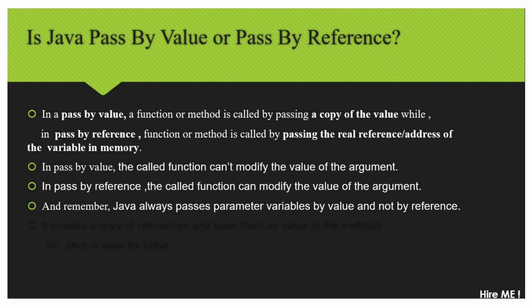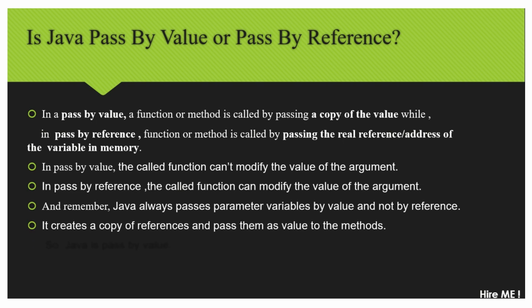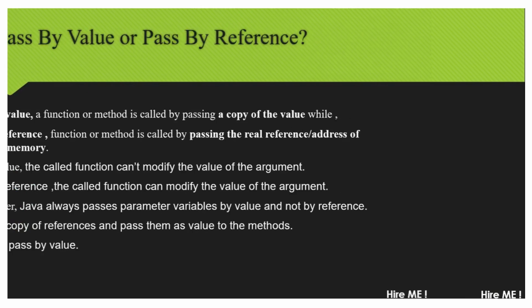While in Java, it always passes parameters and variables by value and not by reference. It creates a copy of references and passes them as value to the methods. So Java is pass by value. It doesn't use references to pass the value of the arguments. Rather, it passes the copy of the value or the argument directly to the called function. So here is the answer to your question. It's really simple, right? So let's move on to our next question.